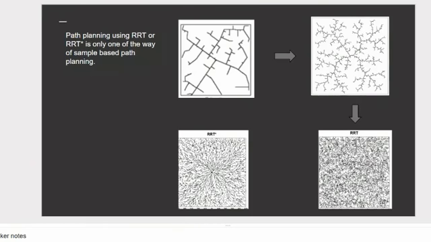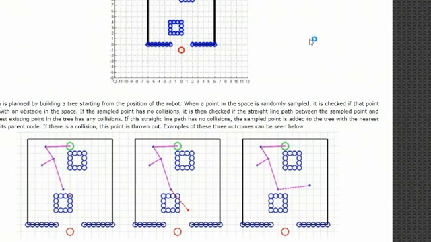To explain it quickly, I'll just take it to this website, this link. Here in this box, red is the starting point and green is the ending point, and these two squares are the obstacles. It will start generating the tree from here, let's say. When a point in the space is randomly sampled, it is checked whether the point collides with an obstacle in the space or not.